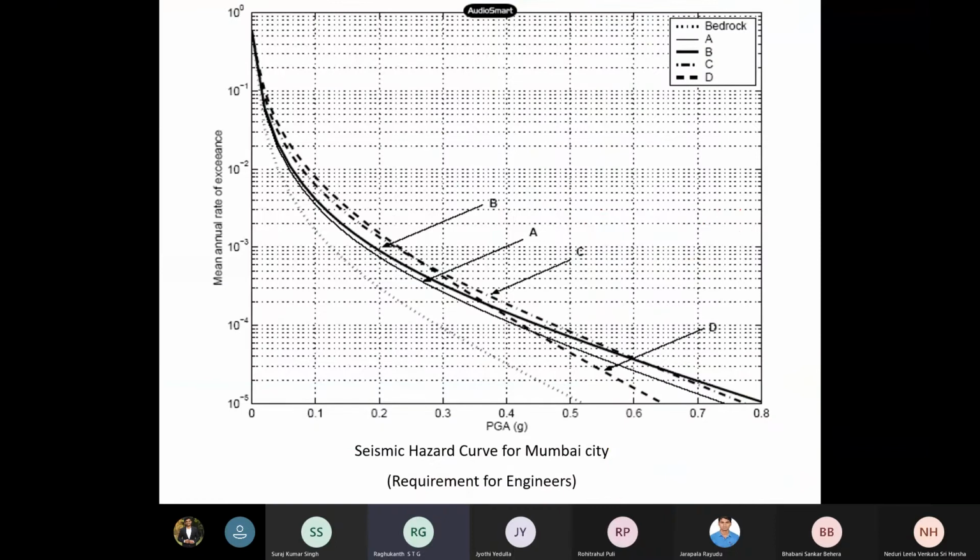That is what they call seismic hazard curves. I'm showing this for Bombay City. Of course, you forget about this A, B, C, D. These are for the soil conditions I'm showing you here. Suppose you take any curve, say like this dark line, that is a B type site or whatever. Now what is the design value for Bombay City? See here on the x-axis, what is the design value?